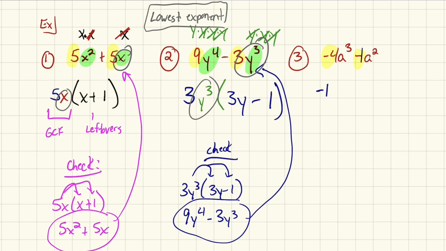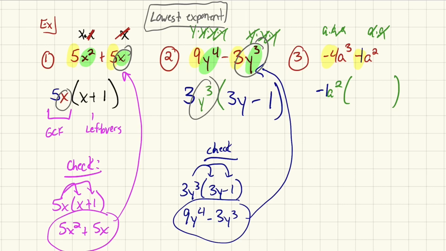When I'm looking at my variables, a to the 3rd is a times a times a, and a squared is a times a. That means I can take 1, 2 out of both. So negative 1a squared is my greatest common factor. And now I'm just concerned about writing what's in the parentheses.